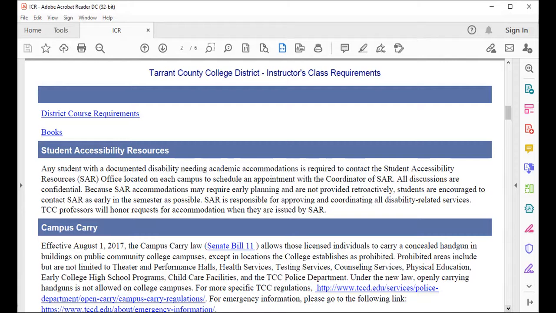So if you have any kind of disability, you need to connect with the SAR office as quickly as you can. And this is not retroactive. You can't say, well, I didn't do well in exam 1 because of this. Well, I can't do anything about that. It cannot be retroactive. If this applies to you, you need to take care of it right now. All right. Okay.